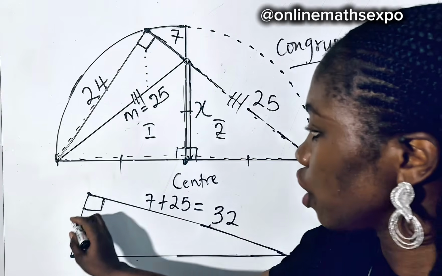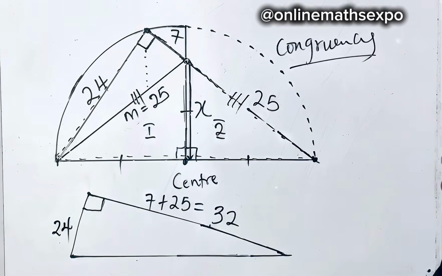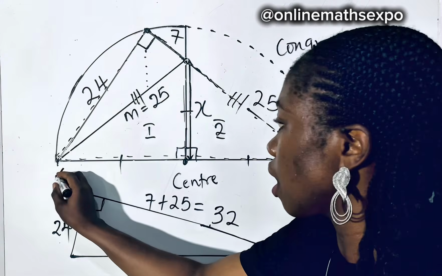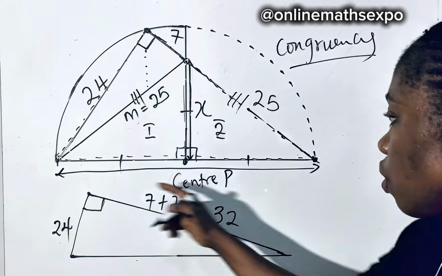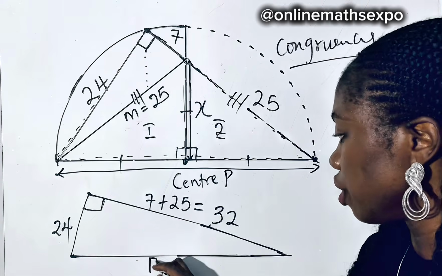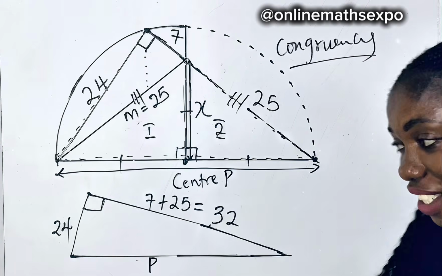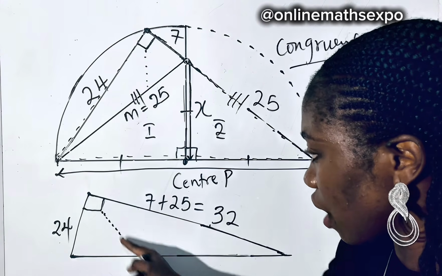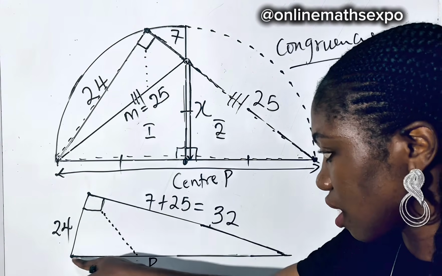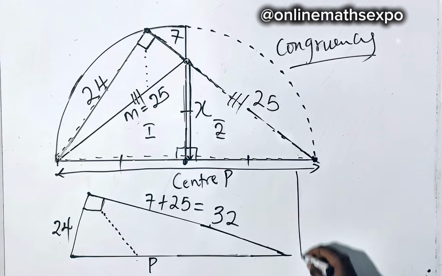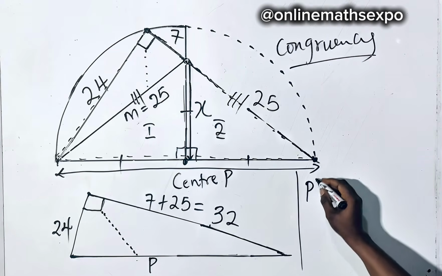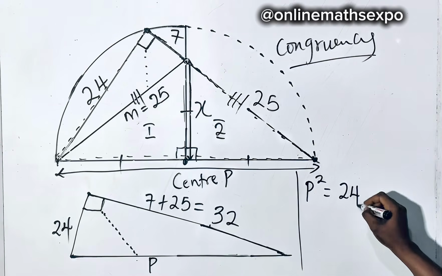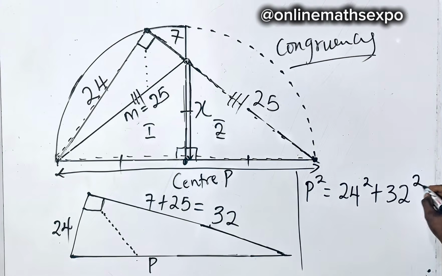From here to here is 24 units. So what do we do? We need to get this whole length. So to get this length, let's label it. Let's say that this length measures P units. So use your Pythagorean theorem. This is where the angle 90 is formed. So the side opposite is the longest side. This is the longest side. And using your Pythagorean theorem, this side squared is equal to the square of the two legs summed. So we have 24 squared plus 32 squared.